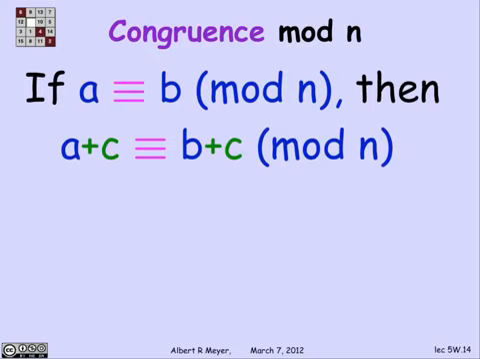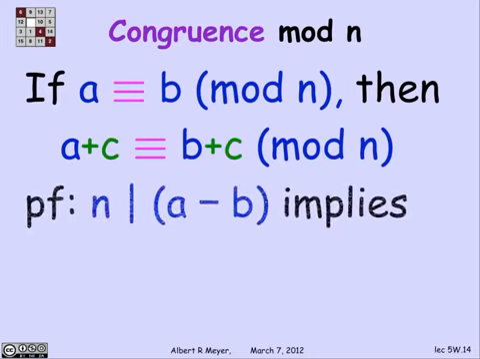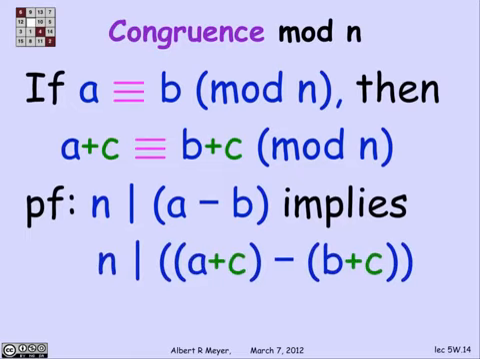And the first fact about congruence says that if A and B are congruent, then A plus C and B plus C are congruent. The proof of that follows trivially from the definition, because A congruent to B mod n says that n divides A minus B, and if n divides A minus B, obviously n divides A plus C minus B plus C, because A plus C minus B plus C is equal to A minus B. That one is deceptively trivial.